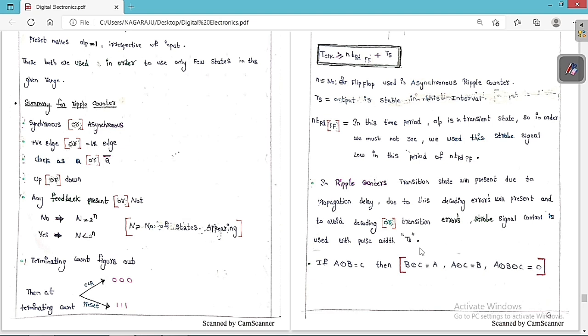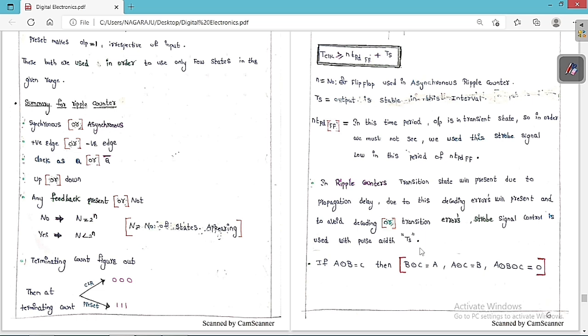In ripple counters, decoding errors will be present due to the transition state, and to avoid decoding or transition errors, strobe signal control is used with the pulse width TS. In ripple counters, the transition state is always present, and people may think it is also a stable state. These transition states are present because of the propagation delay. So to remove this, we make the strobe signal 0 for a certain amount of time, which is N into TPD-FF, and for the remaining time we make it high, because at that time the output is always in the stable state. Always keep this in mind.